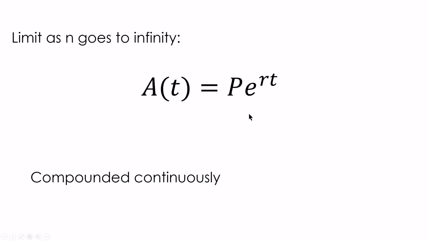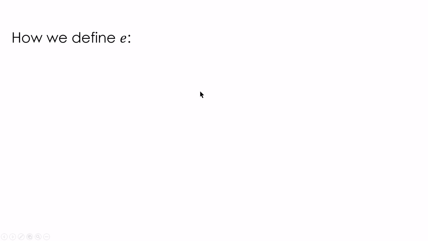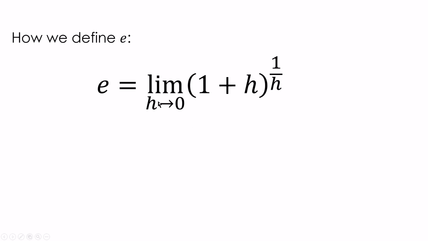Now, this is the E that we care about. That's that 2 point blah, blah, blah. I'll show you on the next slide. The way we define E is it is the number that is the limit as h goes to 0 of 1 plus h to the 1 over h.